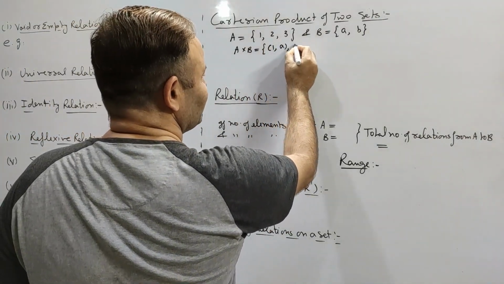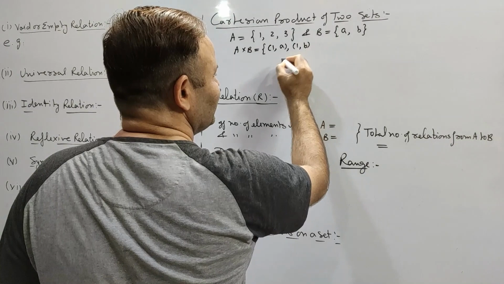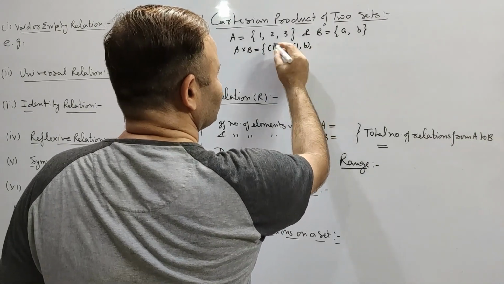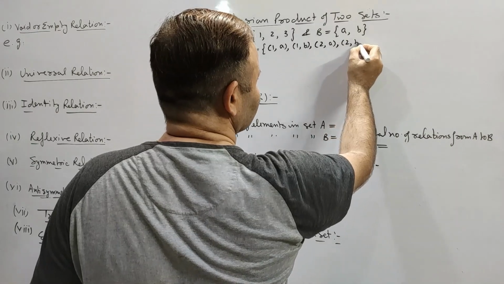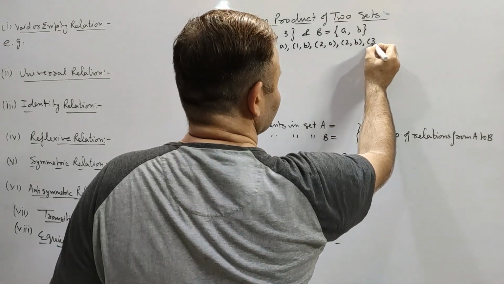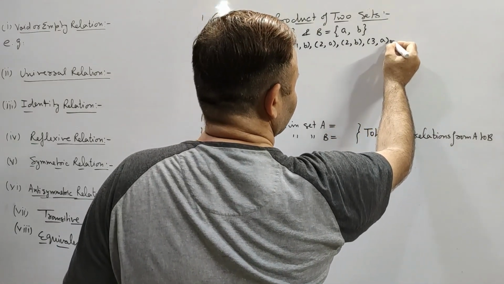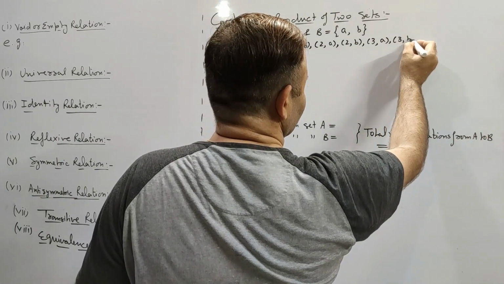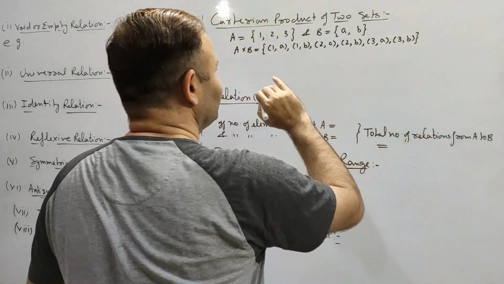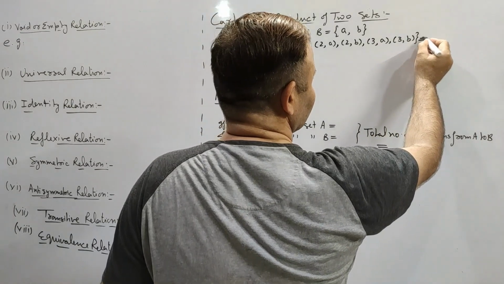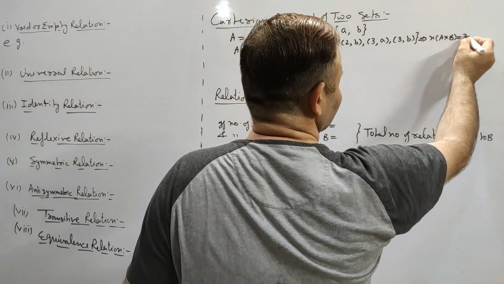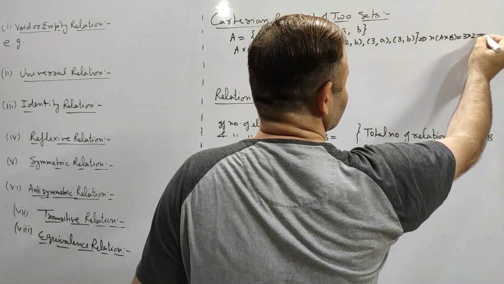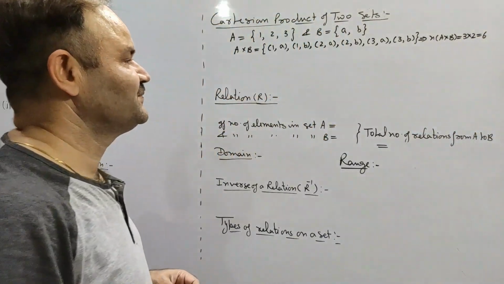(1, a) will be the first ordered pair, (1, b) will be second ordered pair, then third (2, a), then (2, b), and then (3, a), and then (3, b). It shows the number of elements in A cross B is equal to number of elements in A multiplied by number of elements in B, that is 6.